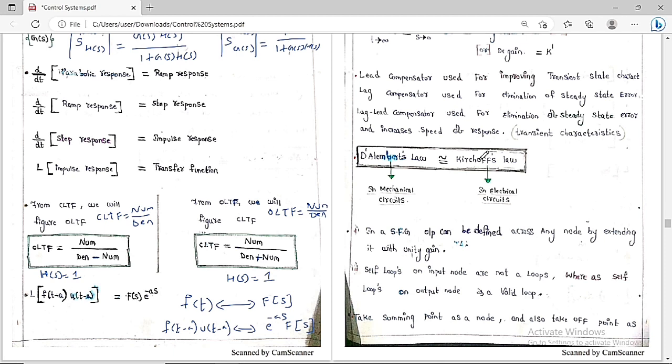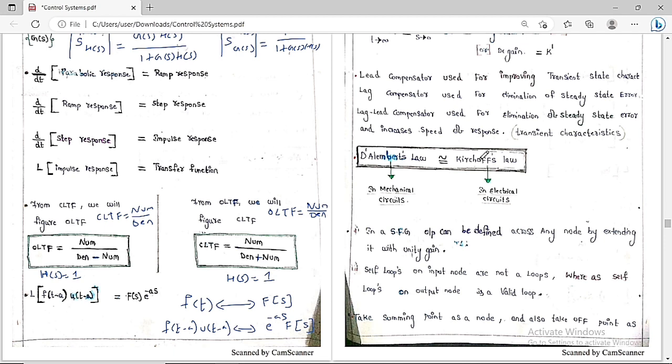The next one is that self loops on the input node are not loops, whereas a self loop on the output node is a valid loop. So this part you always have to keep in mind. The self loops present on the input node are not valid loops, whereas the self loop on the output node is a valid loop. This is an important concept.